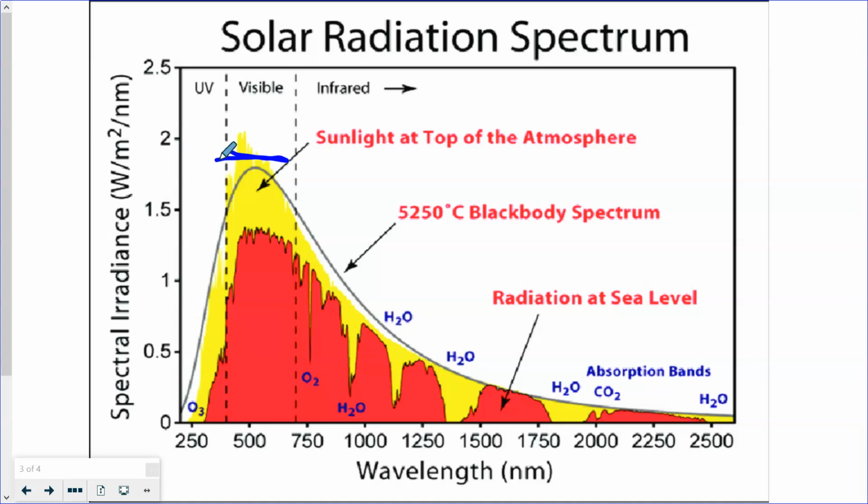Now you'll also notice I don't have anything over here in the higher energy spectrum, which would be our X-rays and gamma rays. And I don't have anything over here in the radio and microwave range. That's because the intensities of those are quite small.